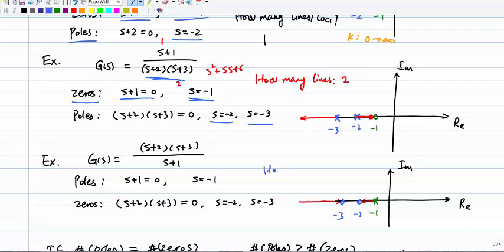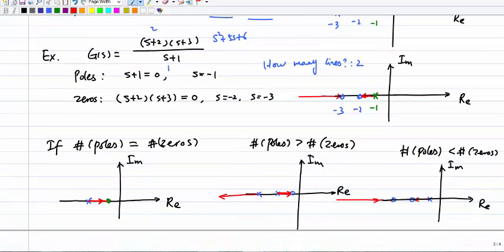Again, how many lines? It's 2, because the degree of this is 1, and the degree of this, s squared plus 5s plus 6, is 2. So the degree of P(s) is larger than Q(s), so I have two lines. According to rule number 2, the loci will move from the poles to the zeros. Of course, this is from pole to zeros. I have two lines; you can consider you have infinity moving back to zeros. So this is rule number 2.